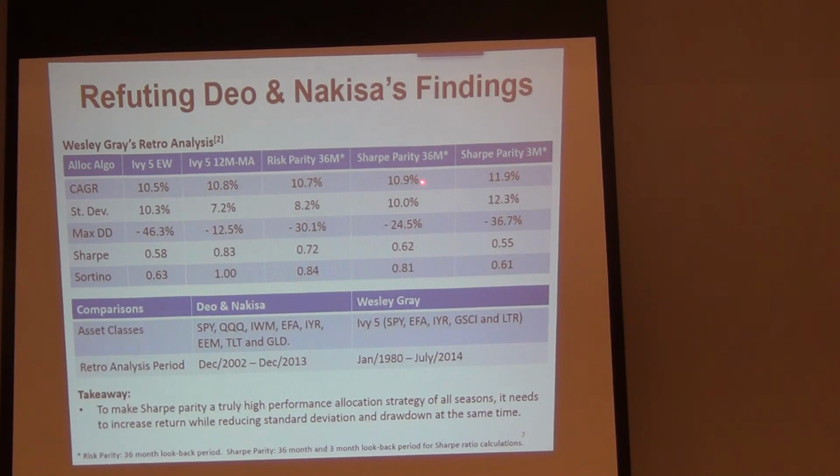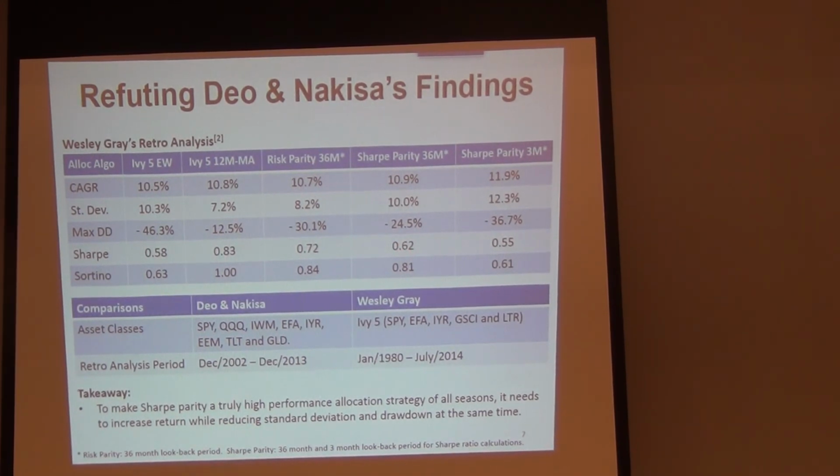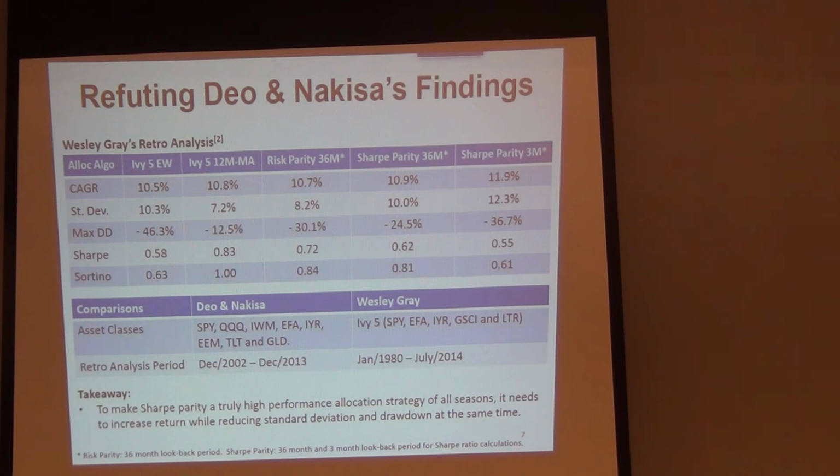The Sharpe parity with 36 month look back: 10.9% return, standard deviation 10%, maximum drawdown 24.5%. Sharpe ratio is lower than risk parity, and Sortino is about the same as risk parity. Looking at the 3 month look back period, 11.9%, higher return, higher risk, drawdown is higher, Sharpe ratio is lower, and Sortino is lower.